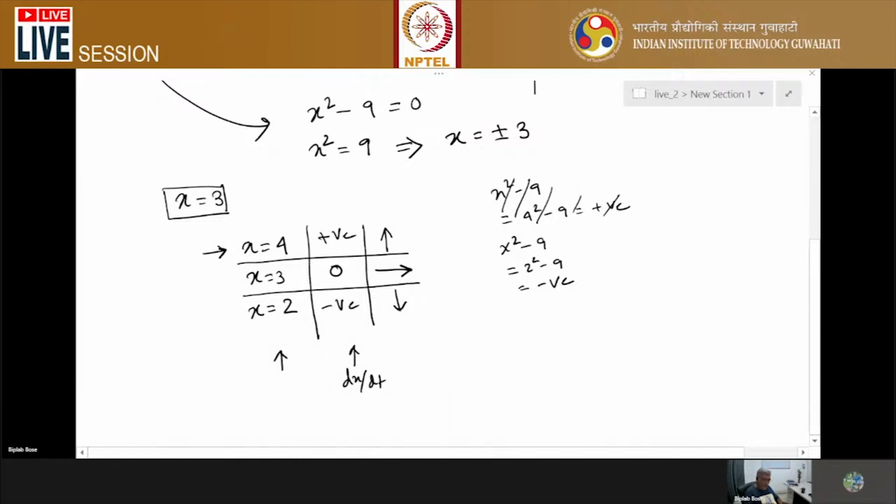So what is happening in this case? I have one arrow on the top that is going away from the steady state, and this one is going down. None of these two arrows is converging to the steady state x equal to 3. So that means this is unstable.